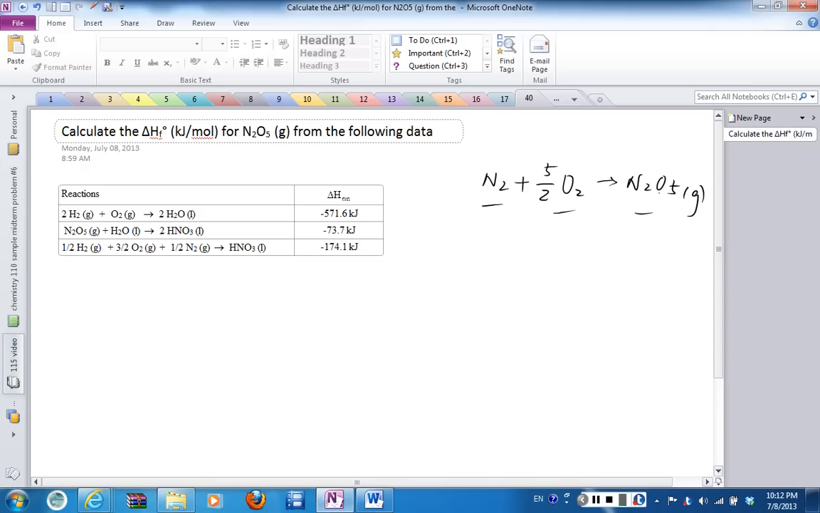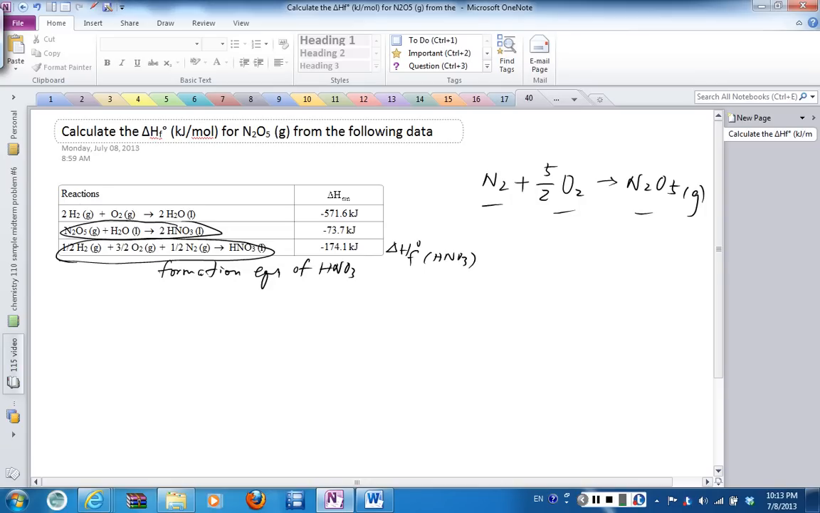Now here we're going to try to use a different method. If we observe the three equations, the only one that has something to do with N2O5 is equation number 2. This one has N2O5 in it. And if we look at the other two equations, there's something about them. Equation number 3 here is the formation equation of nitric acid. So this delta H here is actually the standard heat of formation of HNO3.